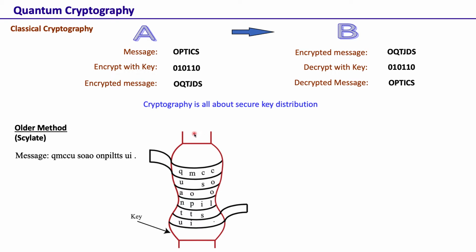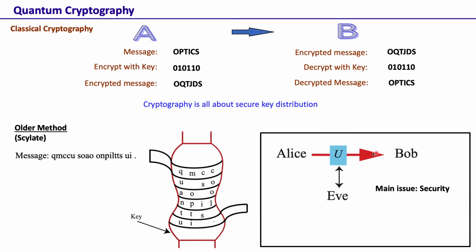So once they have the key shared between them, there is no issue doing secure communication. So that was one of the old methods. There are several such methods, but I just wanted to point out one of these.